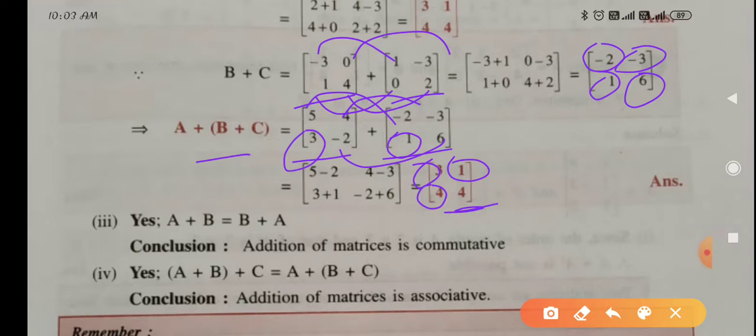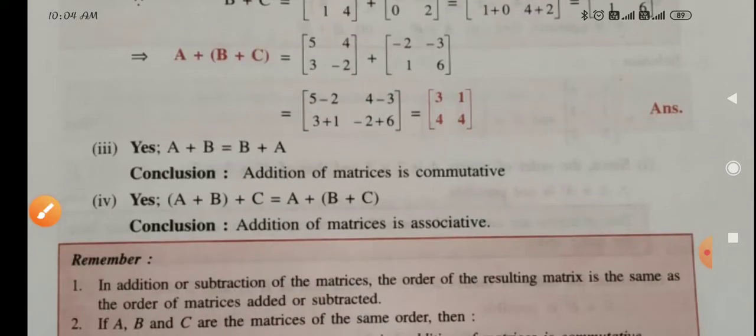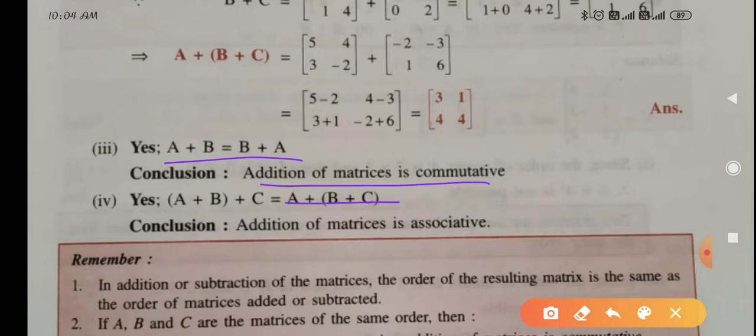So in both the cases you can see this answer and this answer. When you are adding A and B together and then adding C, or when you are adding B and C together and then adding A, in both the cases the answer is the same. So it means that this addition is associative also. So you can see here A plus B equals B plus A and A plus B plus C equals A plus B plus C. So addition of matrices is commutative, and addition of matrices is associative.